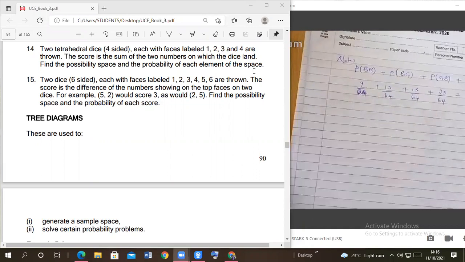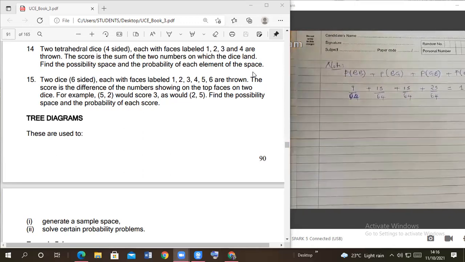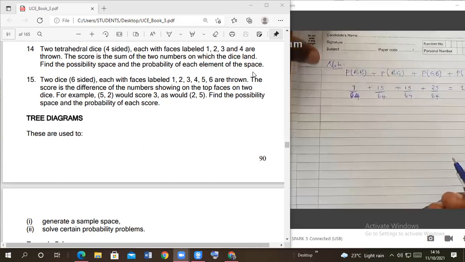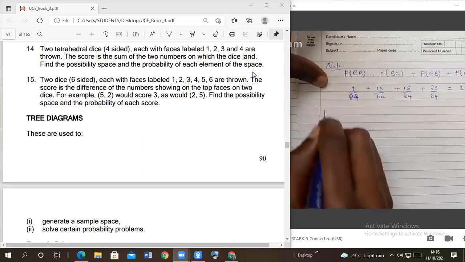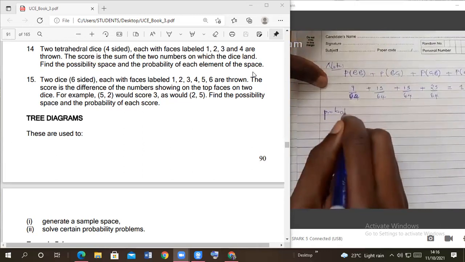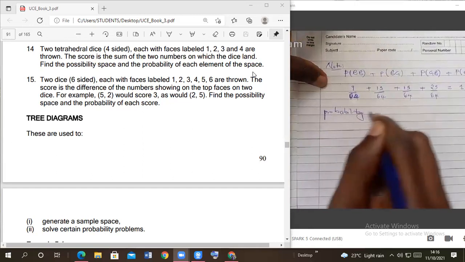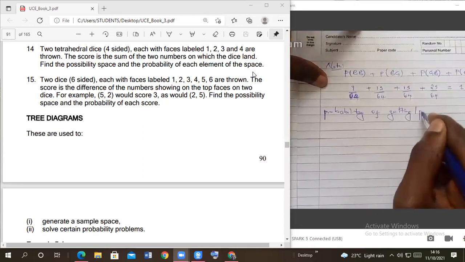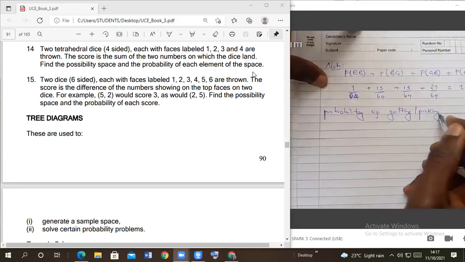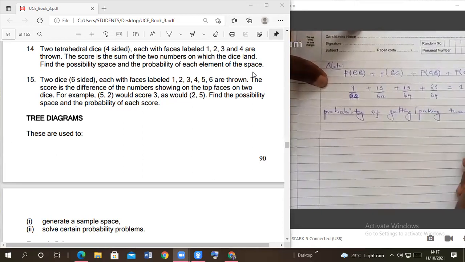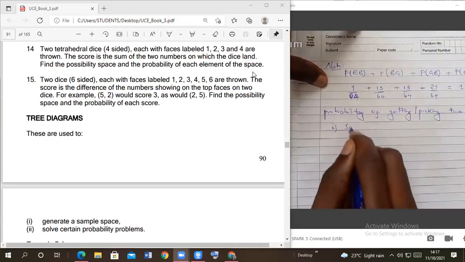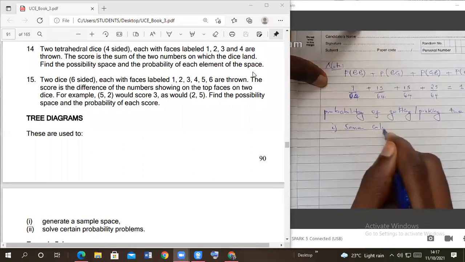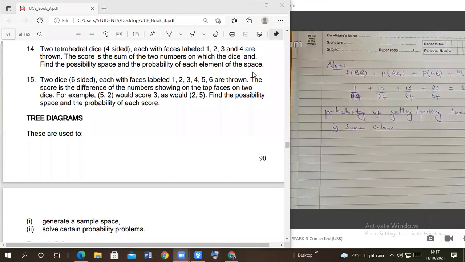Now, if that is true, we can use it to answer any question that may come. The question they may ask: find the probability of picking, let's say number 1, the same color. The same what? The same color.